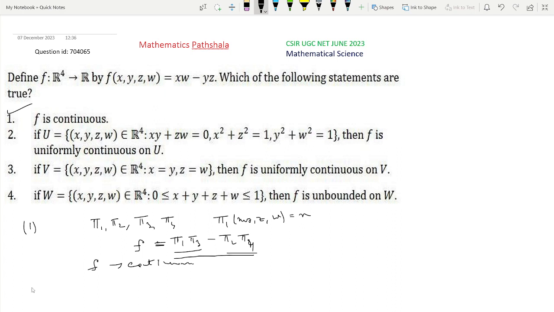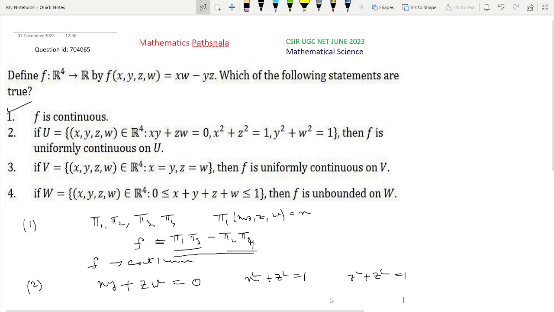Now see, for option 2 we first have to find what this domain actually is. This domain is defined by this, so just apply simple calculation. If we take any (x, y, z, w) belonging to U, then this (x, y, z, w) satisfies these three equations. First is this, the second one is x square plus z square equal to 1, and the third one is y square plus z square equal to 1. So solving these three equations, what do we get? Just see.